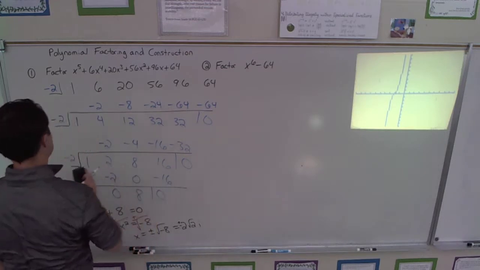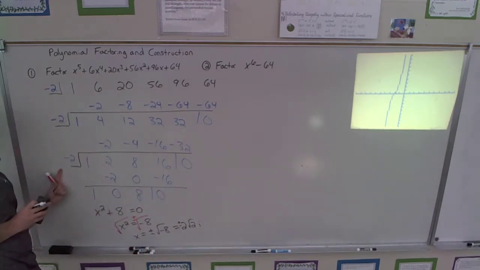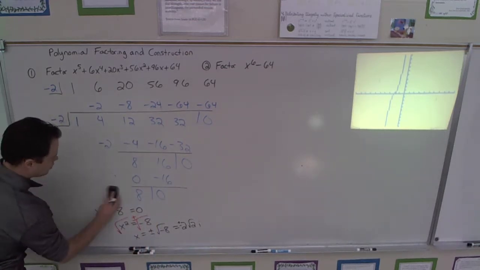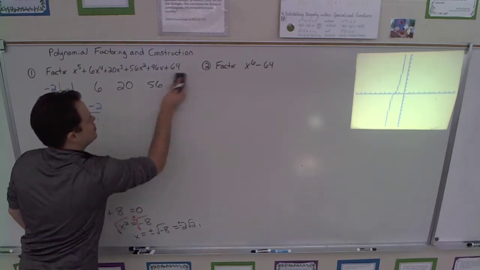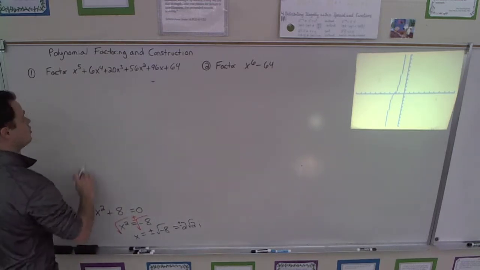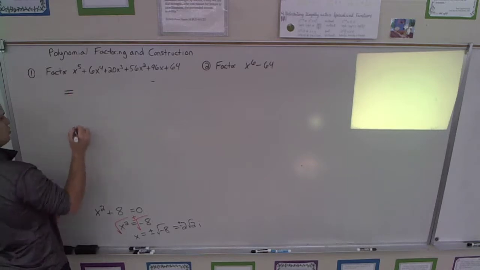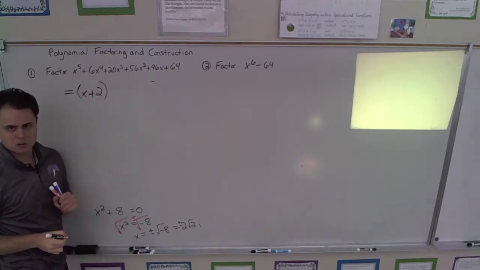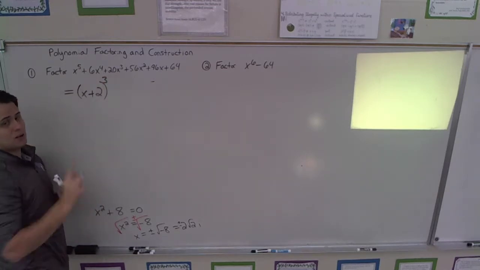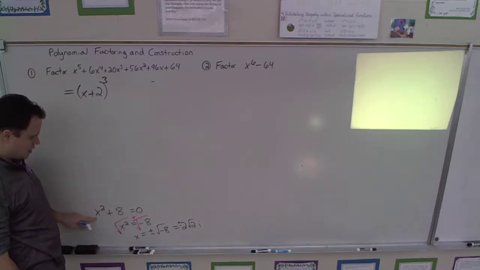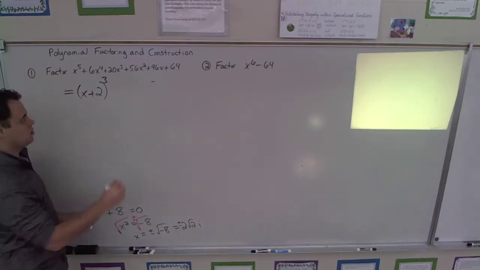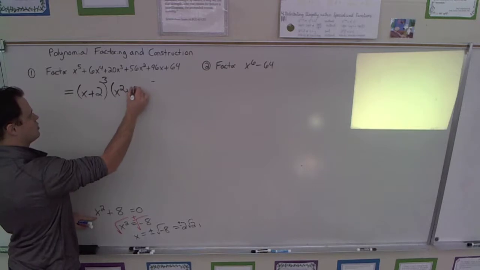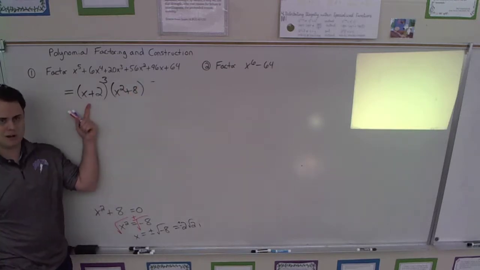Okay, so I'm going to erase everything, just remembering that negative 2 happened 3 times, so I can write my answer down because I'm out of space. So, this guy is exactly equal to x plus 2, because negative 2 is a 0, not just once, but 3 times. And then this guy didn't reduce anymore because it gave us imaginary numbers. So the other factor is x squared plus 8. That is completely factored over the real numbers.